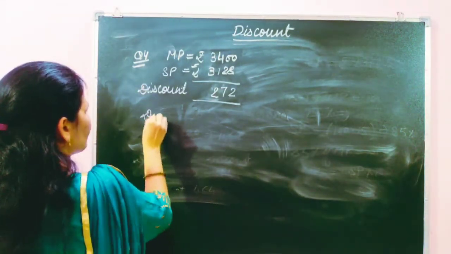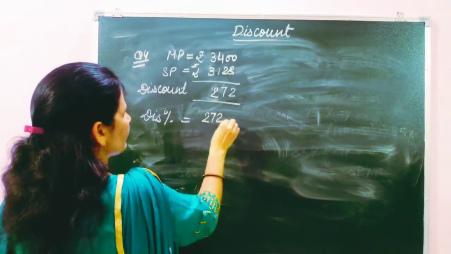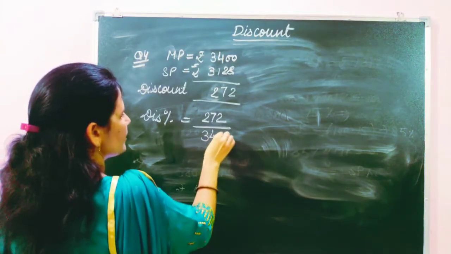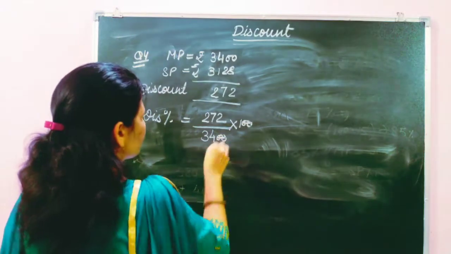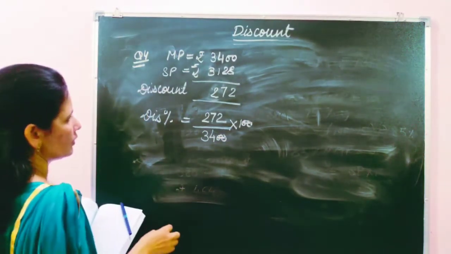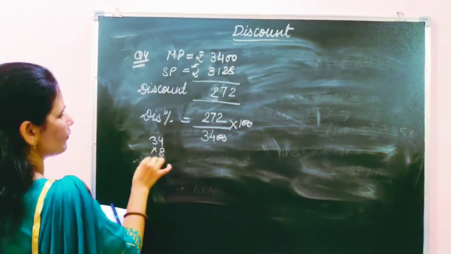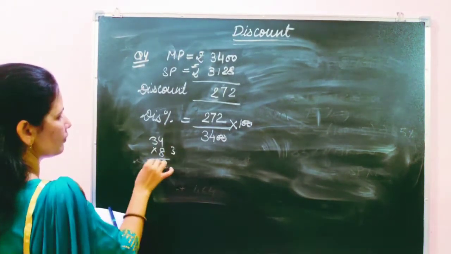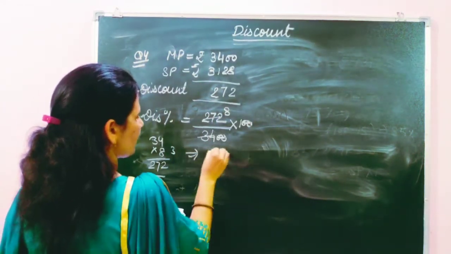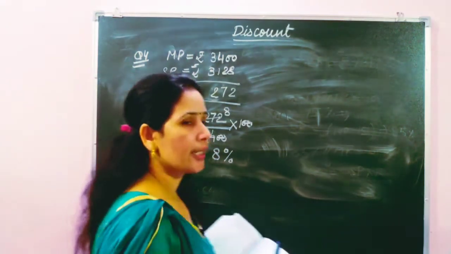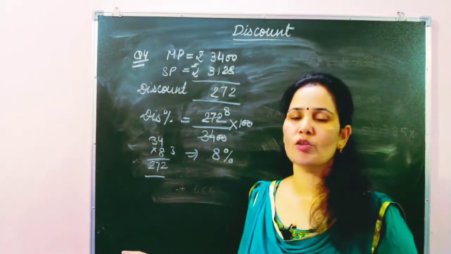So find out the discount percentage. To find the discount percentage, discount divided by MP, mark price, and multiply by 100. Okay, 20 cancels by 20, and this one, 8 times 34, 8 times 4 is 32, 8 times 3 is 24, plus 3 is 27. So it will be 8. So how much discount have they given to the customer? 8% discount on MP.